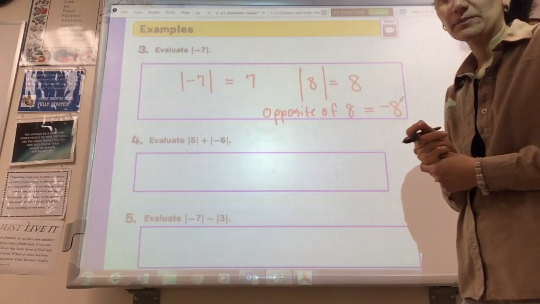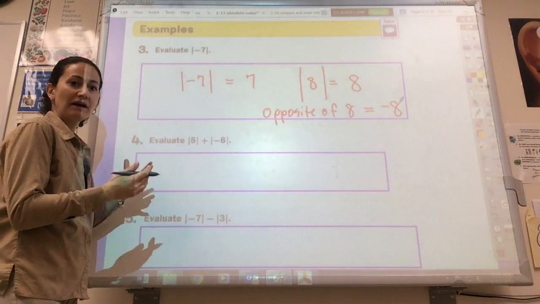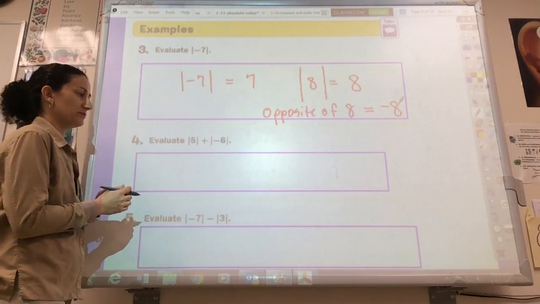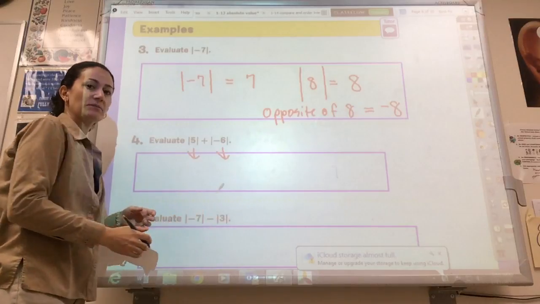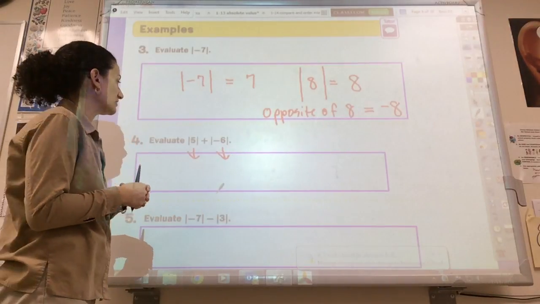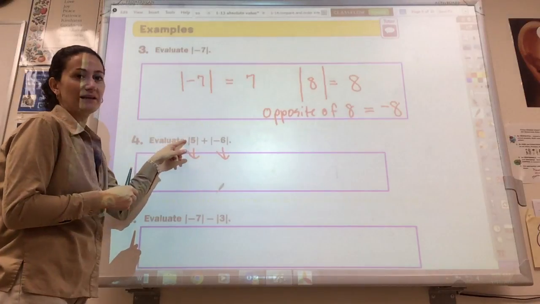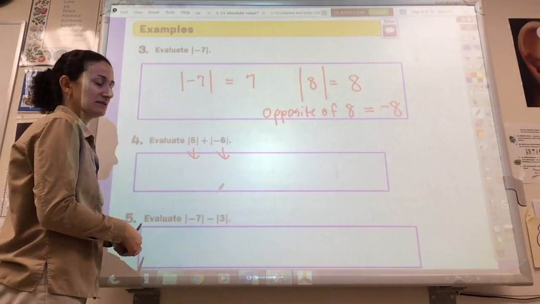Okay, they get a little more complicated, so make sure you're writing this down. This is asking us to evaluate a sentence with absolute values. First, you find the absolute value. Kind of treat them like parentheses when you're using order of operations. You want to evaluate the absolute value first, then do any adding or subtracting and so on.